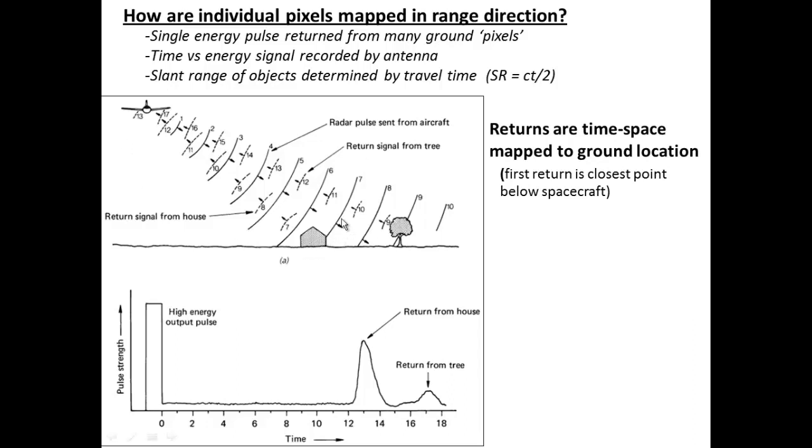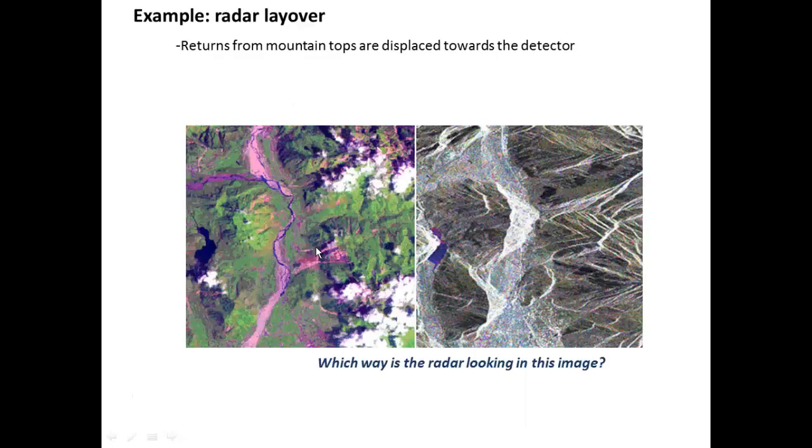Imagine there's a big mountain right here. You could imagine a case where the top of the mountain actually is closer to the aircraft than the bottom of the mountain in terms of direct range distance, even though it's actually further away in terms of its absolute ground distance. The problem here then is that a pixel on top of a mountain could actually be mapped as occurring closer in ground distance than it actually is. And so this leads to a problem called radar layover, in which mountain tops and other topographic high points are actually displaced in the image towards the detector.